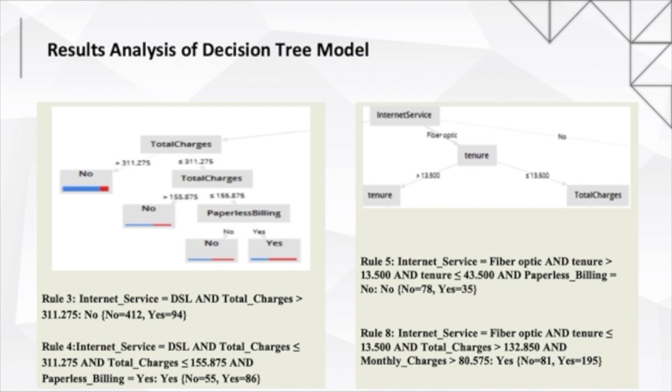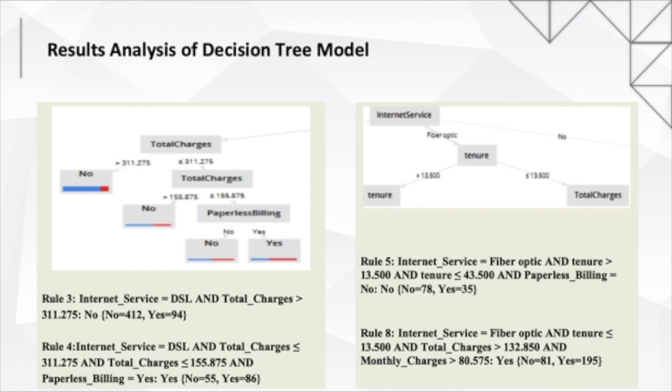For those customers who prefer month-to-month contracts, the internet service is required to be DSL. When the total amount charged to customers is higher than $311.275, then customers will not be churned. When the total charges are equal to or less than this figure, and still equal to or less than $155.875, and paperless is chosen, then customers will be churned.